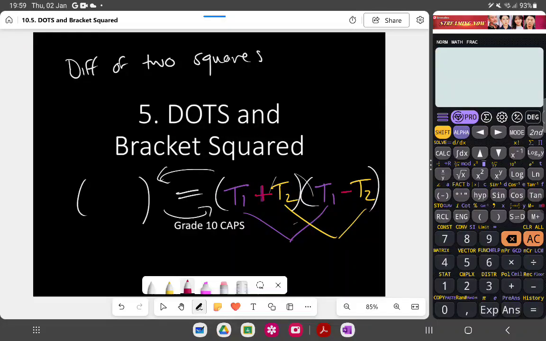Difference of two squares means that you have two identical brackets. Everything is the same except there's a plus in the middle and a minus in the middle, or you can have a minus in the first bracket and a plus in the second. Bracket squared refers to having one bracket and it is squared. This can also be written as having two identical brackets multiplied by each other. Let's get into that.